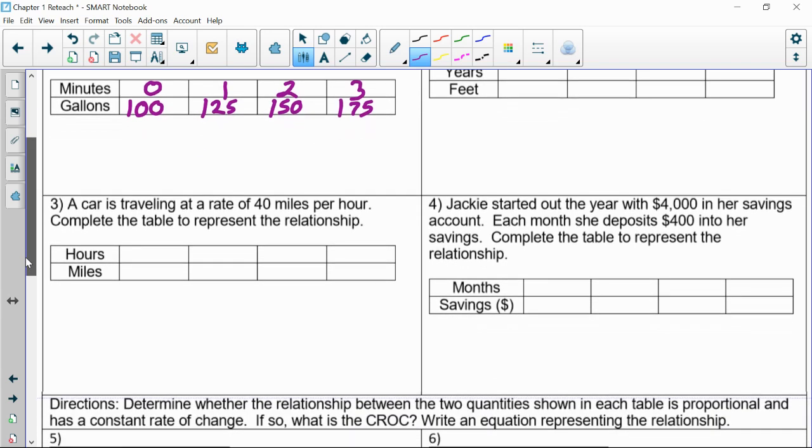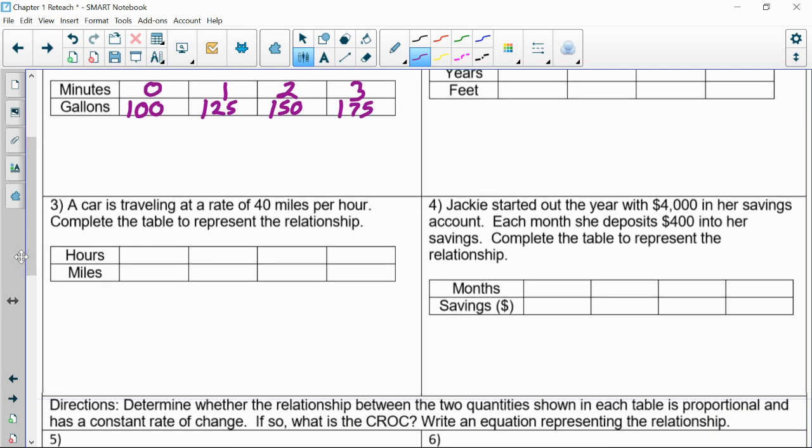Okay. So a car is traveling at a rate of 40 miles per hour. Okay. So that tells us that we're just increasing by 40. Okay. So if I haven't moved, am I going any speed at all? No. Okay. But after 1 hour, since I'm going 40 miles per hour, that's my 40. Then 2, I have 80. And 3, I have gone 120 miles.